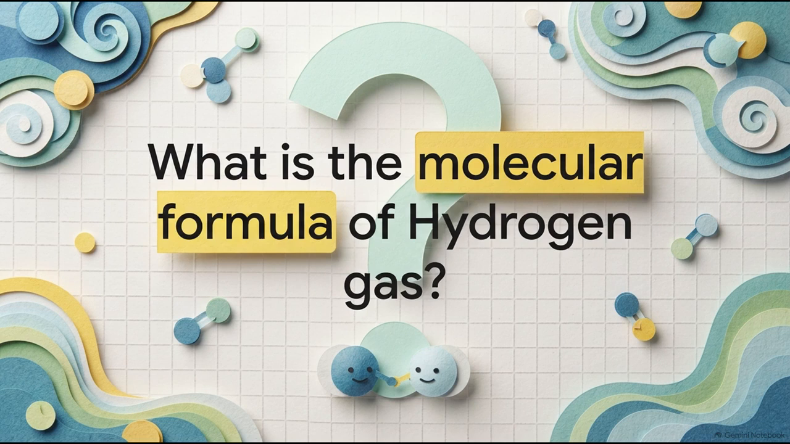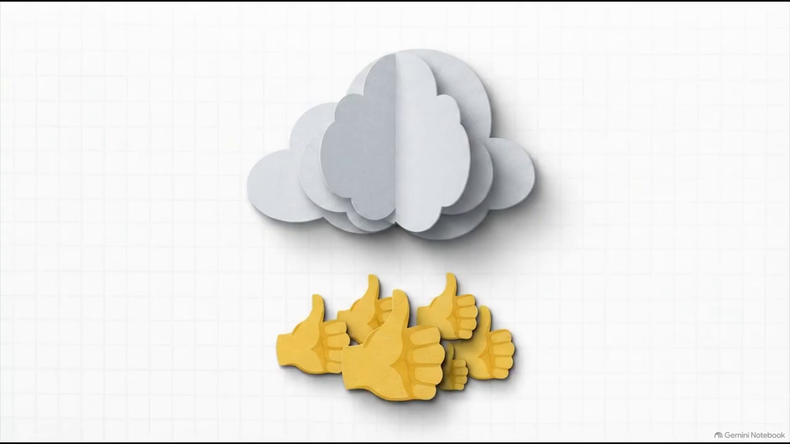Let's hit question 3. Remember how we said hydrogen atoms don't like to be alone under ordinary conditions? They like to hold hands. So what is the molecular formula of hydrogen gas? Yes, it is H2. Always remember those two little atoms joining forces.